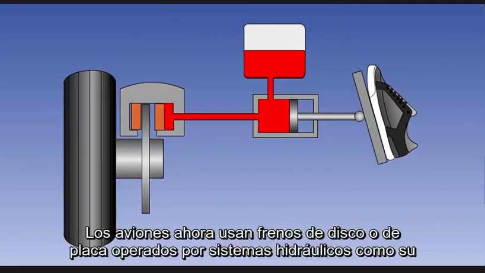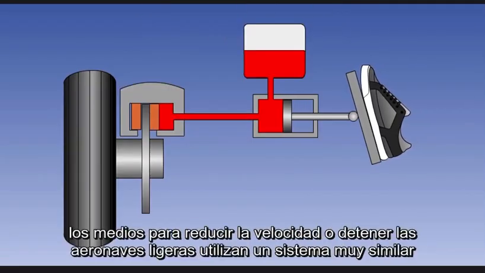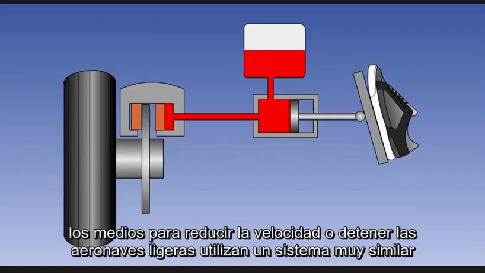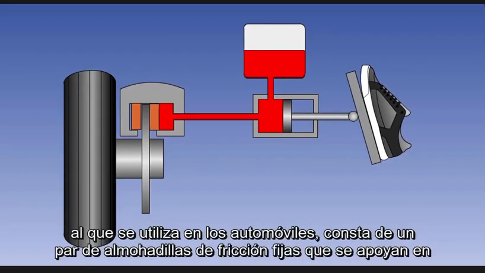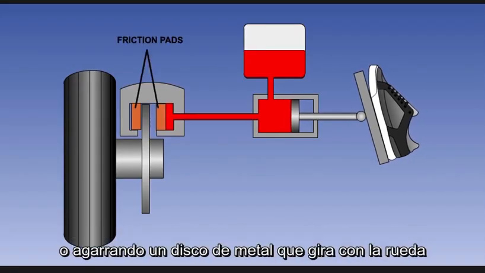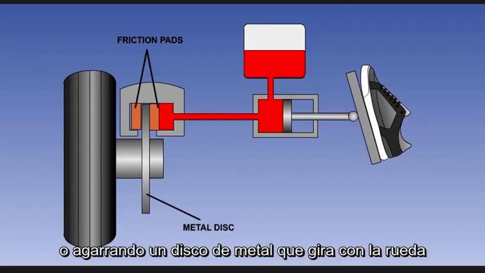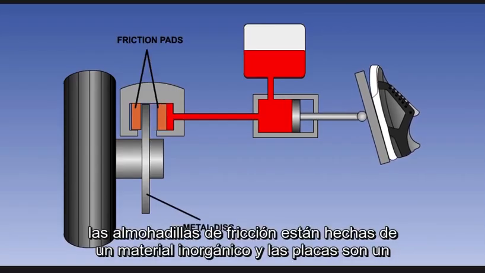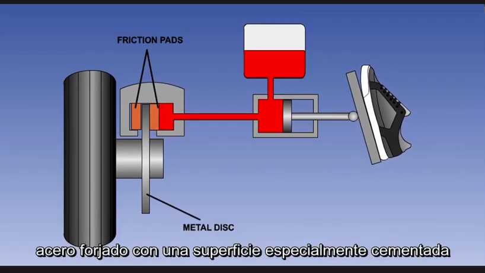All modern aircraft now use plate or disc brakes operated by hydraulic systems as their means of slowing down or stopping. Light aircraft use a very similar system to that used on cars. It consists of a pair of fixed friction pads bearing on or gripping a metal disc, which rotates with the wheel. The friction pads are made of an inorganic material, and the plates are of forged steel, with an especially case-hardened surface.